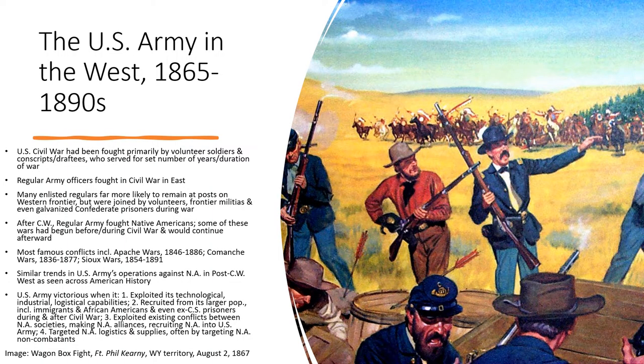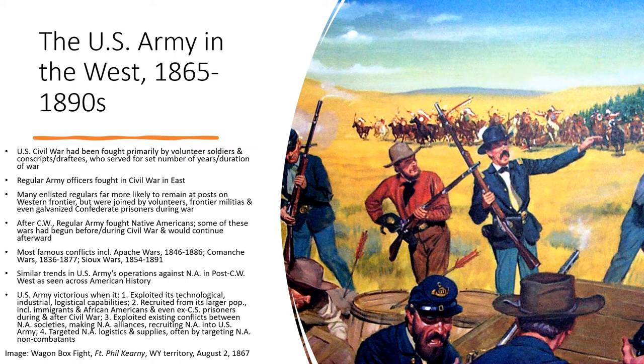Now we'll talk about the U.S. Army in the West from 1865 to the 1890s. The U.S. Civil War had been fought primarily by volunteer soldiers and by conscripts or draftees. It was not fought by professional soldiers who had made military service their long-term career. There were regular army officers, career soldiers in command and leadership, but the enlisted ranks were more likely to be made up of volunteers and conscripts than they were of professional soldiers who had been in the army before the war. A lot of these enlisted regulars, professional soldiers, they actually remained at posts on the Western frontier.